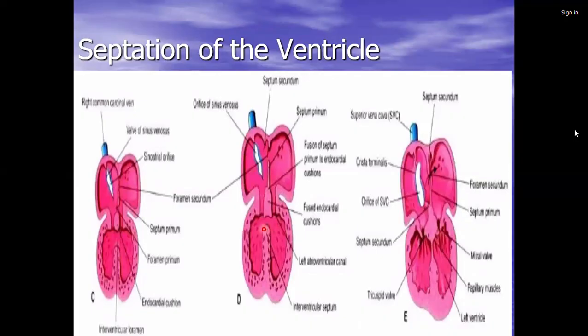Occasionally, we might have failure of the neural crest cells to adequately develop within the interventricular septum. So we have a ventricular septal defect. There's a hole between the two ventricles. Ventricular septal defect is one of the malformations of the heart.